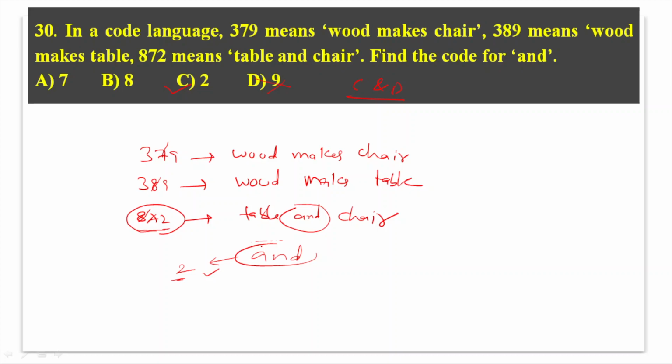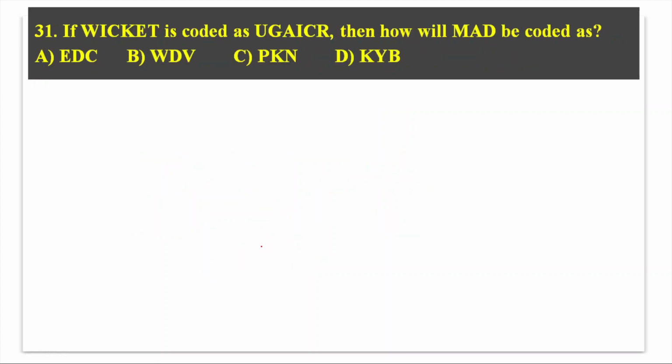Let us move to the next question here. Okay, here is the next question. What is the question? If WICKET is coded as UGAICR, then what will be the code for MAD? This is a very basic question which comes from the coding and decoding topic. So what is given in the question?